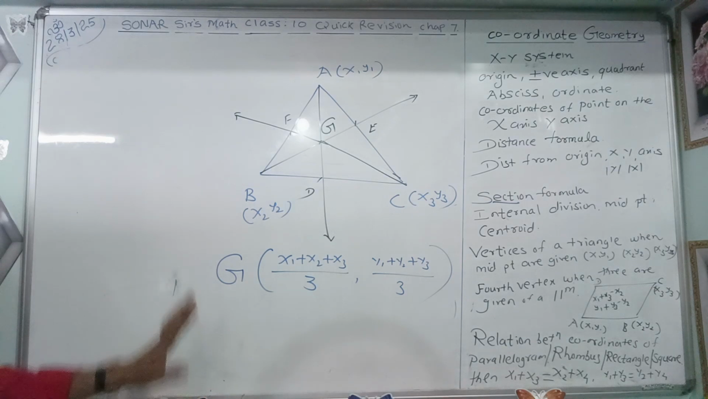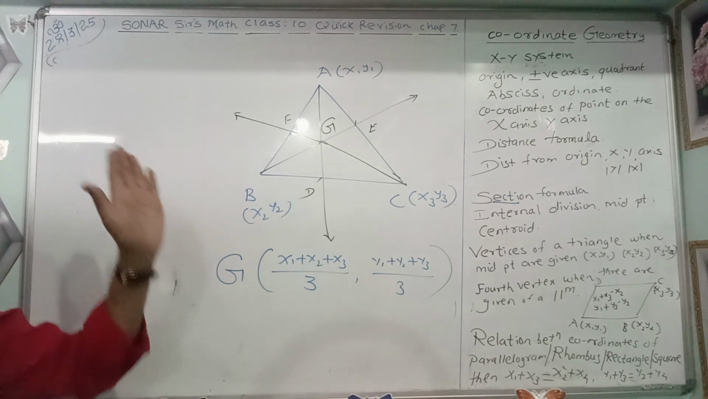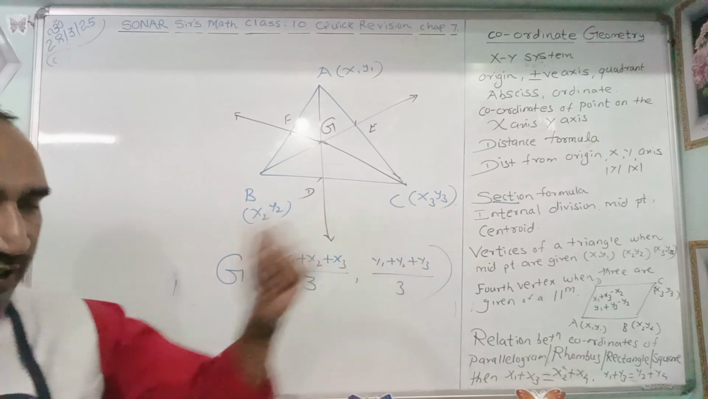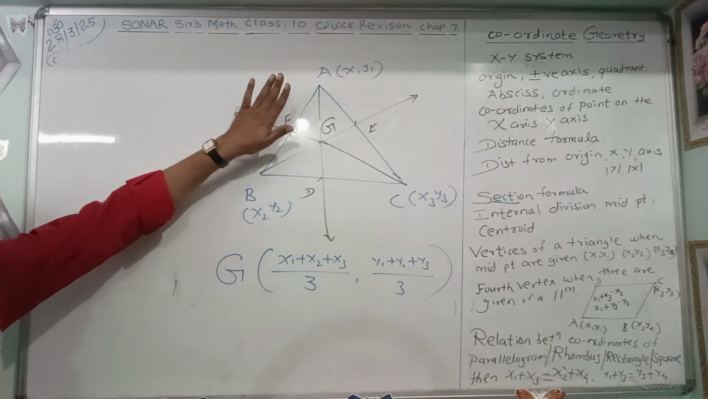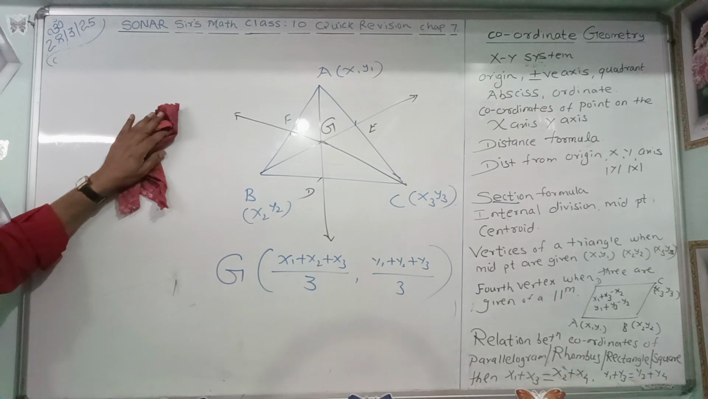So we studied the section formula for internal division, the midpoint formula, and lastly the centroid formula. Many more concepts are there, we'll discuss them right now. So this concept is over. Let's move on to the vertices of a triangle.